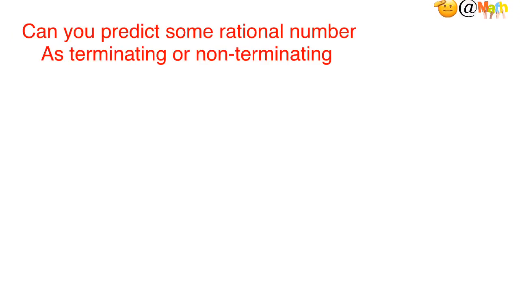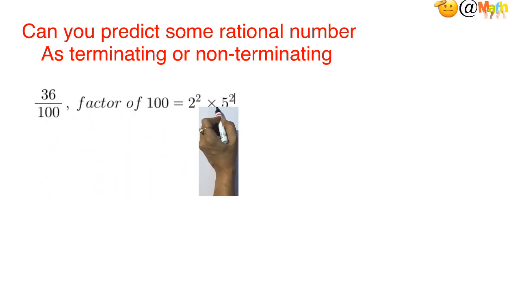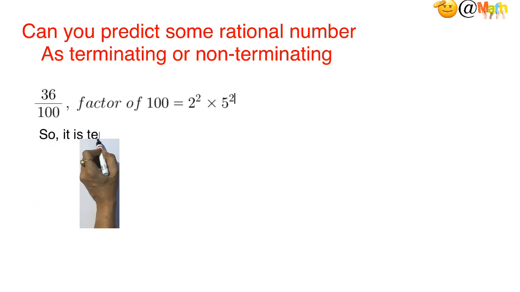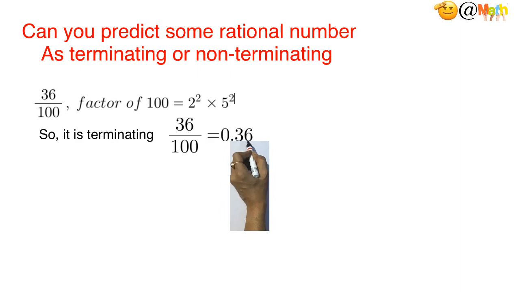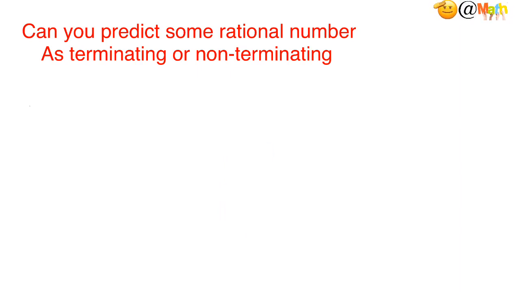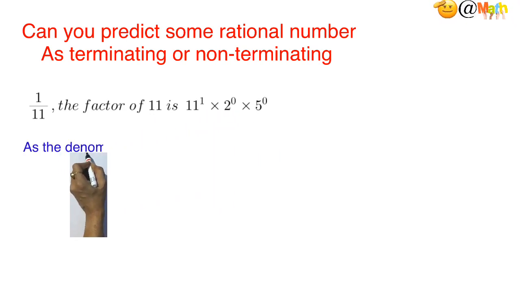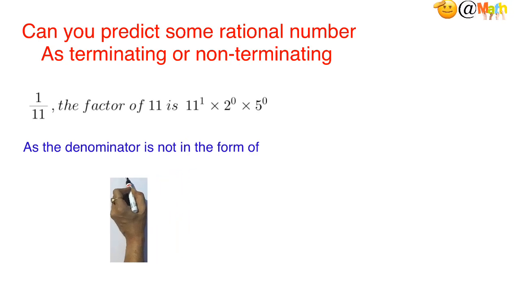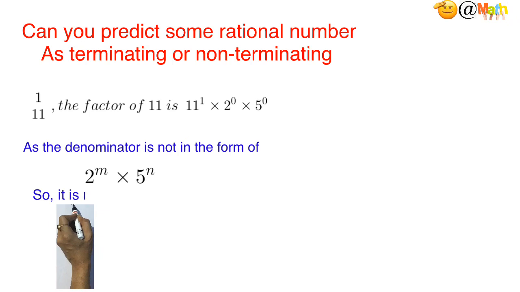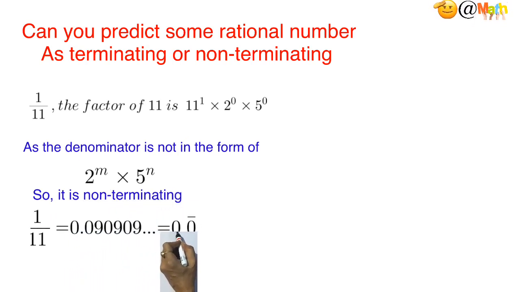Can you predict some rational numbers as terminating or non-terminating? 36 by 100. Look at the factors of 100, that is the denominator. It is 2 to the power 2 and 5 to the power 2, so it is terminating. 36 by 100 is equal to 0.36. For 1 by 11, the factor of 11 is 11 to the power 1 into 2 to the power 0 into 5 to the power 0. As the denominator is not in the form of 2 to the power m into 5 to the power n, it is non-terminating. 1 by 11 is equal to 0.090909... We write it as 0.09 recurring.